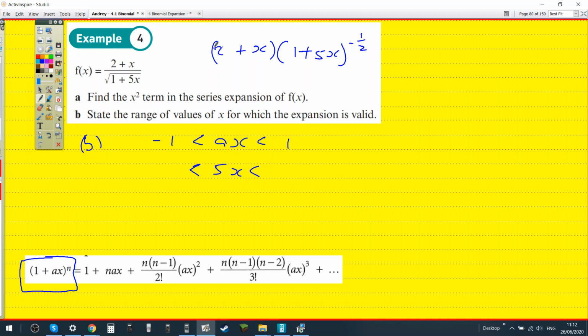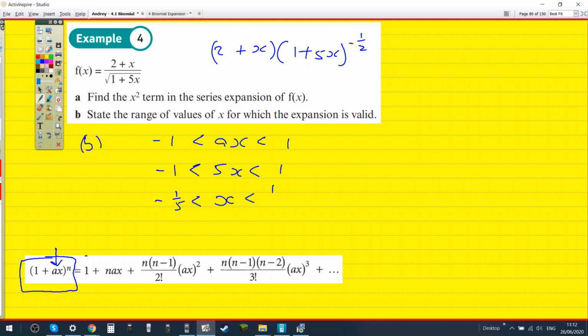This first bracket is normal. Nothing weird about that. It's this second bracket that is to a power of a minus or a fraction. That's the one that you have to use this formula for, and it only works in the form of 1 plus ax. In this case, a is 5. They want to solve for x. So x is greater than minus a fifth and smaller than a fifth.